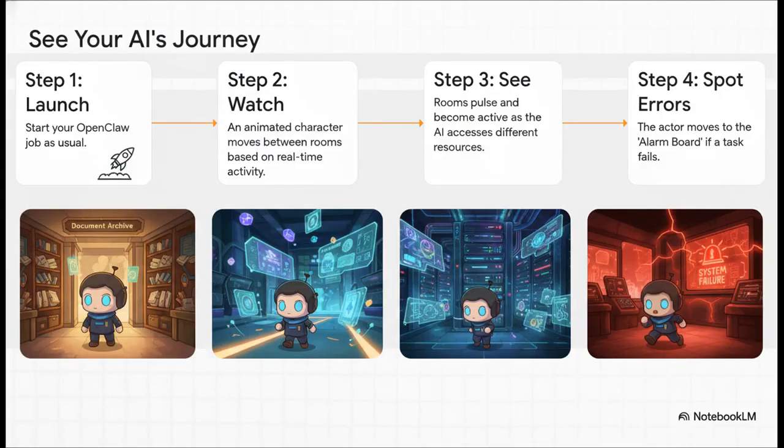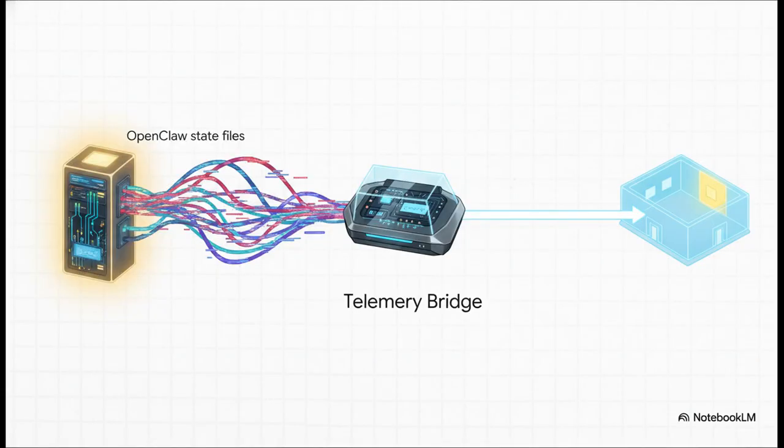Well, with ClawLibrary, you just watch. You launch your pipeline like you always do, but now you see this animated character, your AI's avatar, start its journey. It moves from the document archive over to the image atelier, and you even see the rooms themselves kind of pulse with activity. But the absolute best part? If a task fails, that character makes a beeline for the alarm board, and the room glows bright red. No more digging through logs to find out something went wrong 10 minutes ago. You know instantly.